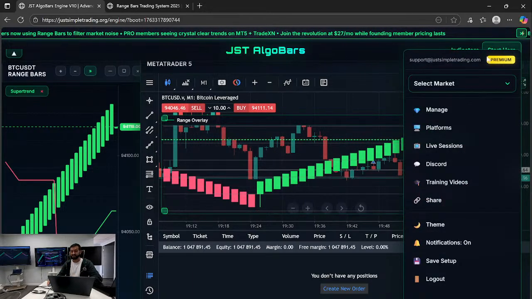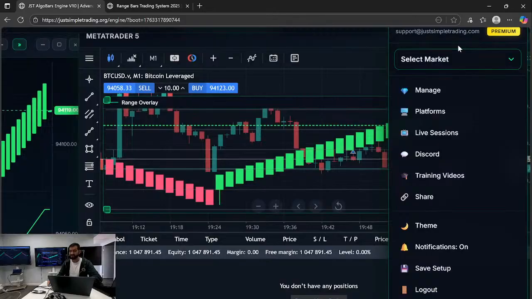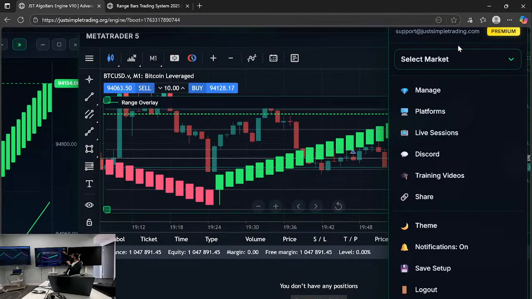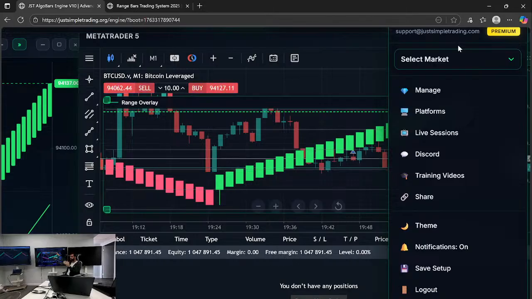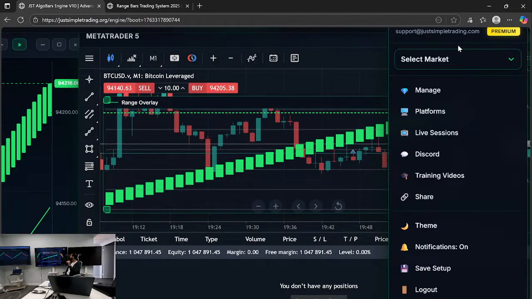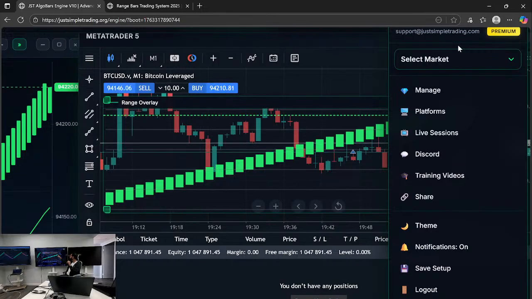In this start here section, everything is here. When you click start here, if you go to manage, you can add whichever markets you want to the range bars. If you go to platforms, then you can add whichever platform you have an account with, or if you don't have an account, just make an account on any of the platforms in here.